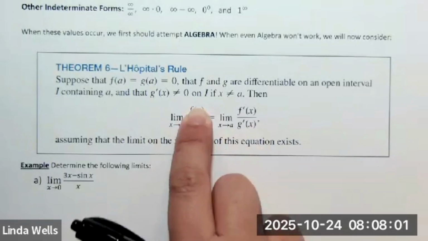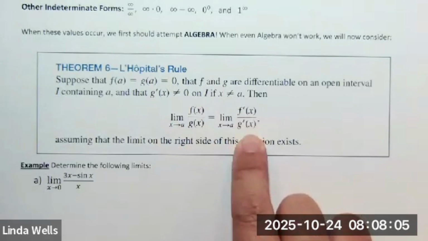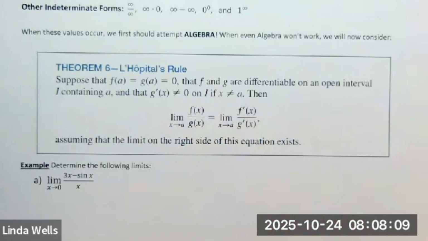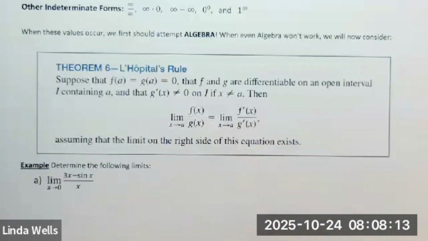Notice this is not a quotient rule. We did not take a derivative of the fraction. We took the derivative of the top. We took the derivative of the bottom. That's it. That's the L'Hopital rule. And it says these two limits are the same. So if you can evaluate the new one, great.